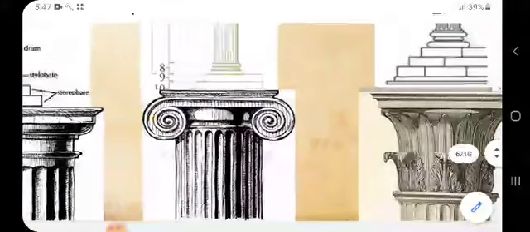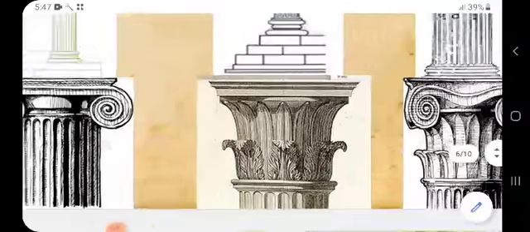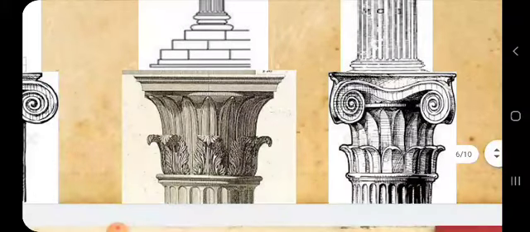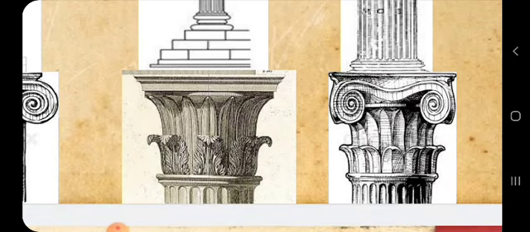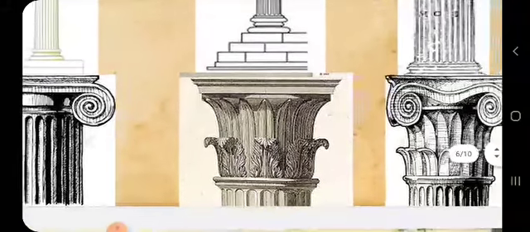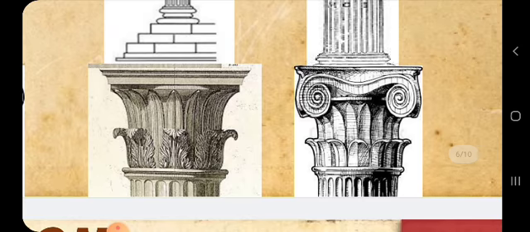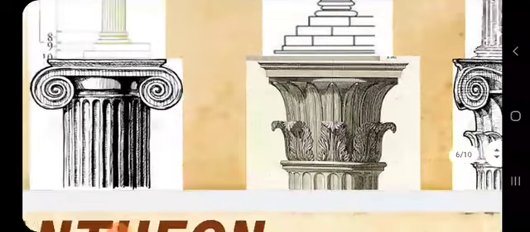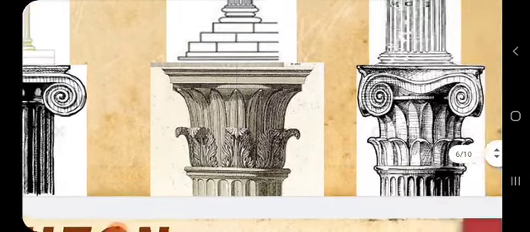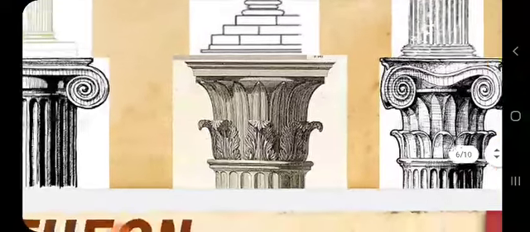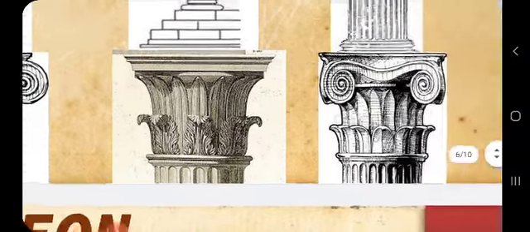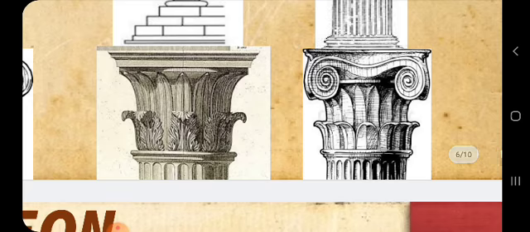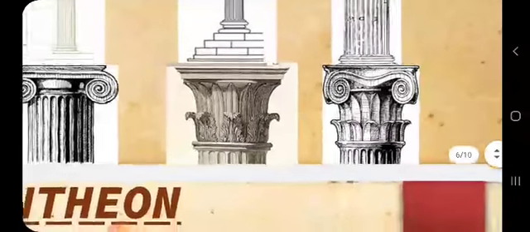we are going to see such similarities in Corinthian, Ionic, and the composite order of Roman architecture. So here you can see that the composite order is a combination of both Ionic order in the top and Corinthian order towards the bottom. Okay, so Tuscan and Composite are the Roman orders.